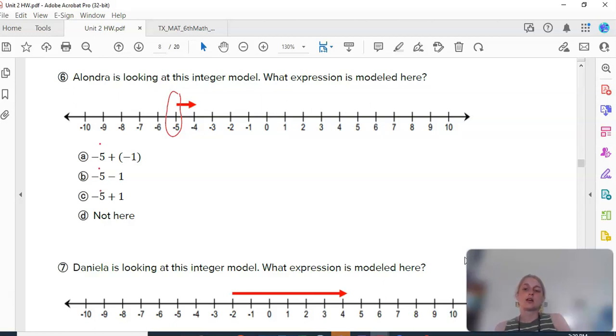And it goes to the positive side, 1 space. Going to the positive side, negative 1 space, no. Going to the negative side, 1 space, no. Going to the positive side, 1 space, yes. So the other 2 problems on this page are like this one.